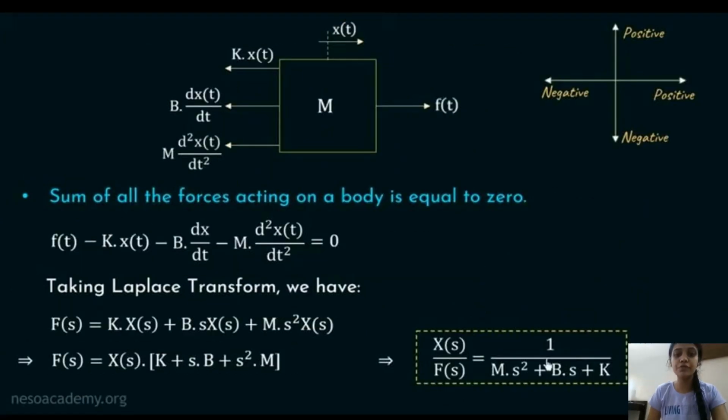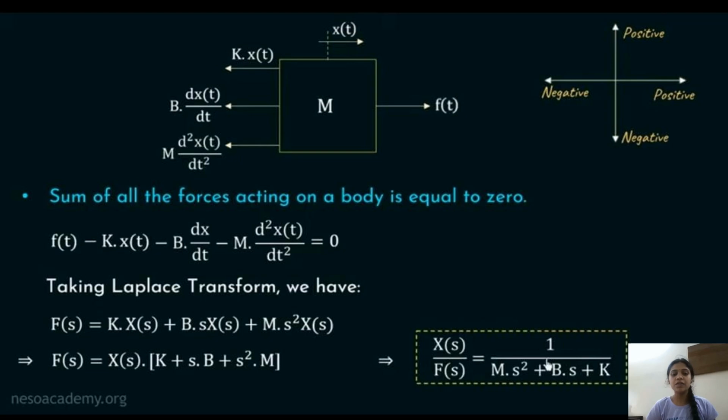Here we have a free body diagram. In this, the mass is attached to some components called spring constant, dashpot, as well as some mass. Next step is the sum of all the forces acting on a body is equal to 0. Based on this statement, we will write the equation with these components. F of t, which is the force applied on the mass. Next, K into x of t, B into dx by dt, M into d square x of t divided by dt square equals 0.